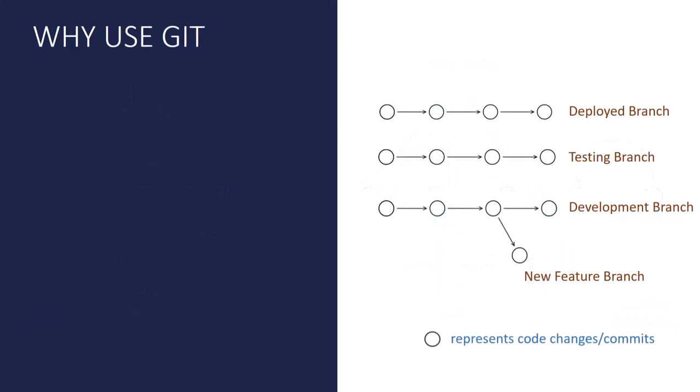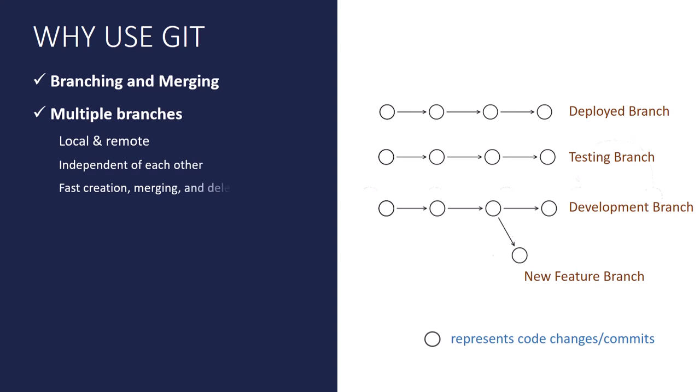The identifying feature of Git is the branching and merging of the code. We can have multiple branches in a code repository, local as well as remote. These code branches are independent of the changes in other branches, fast to create, merge, and delete.